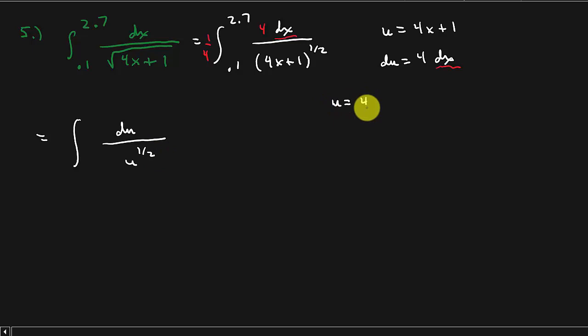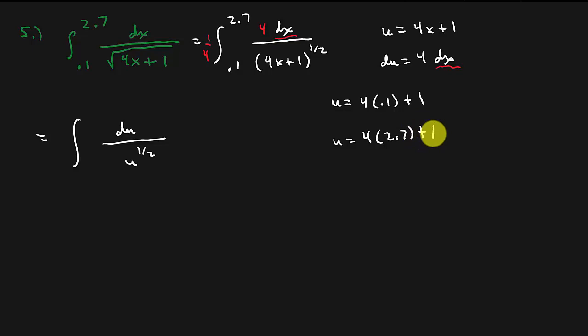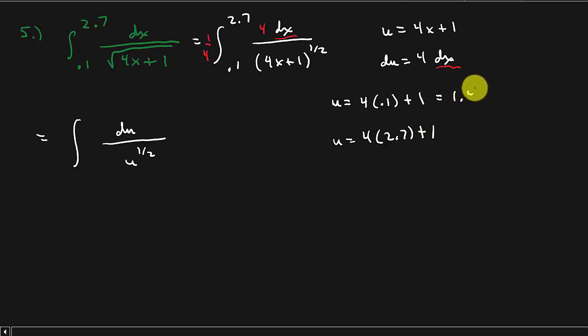So I've got u equals 4 times 0.1 plus 1, and u equals 4 times 2.7 plus 1. I will have to punch that into my calculator. This is going to be 1.4, and this is going to be 11.8. So that's 11.8 to 1.4. All right.